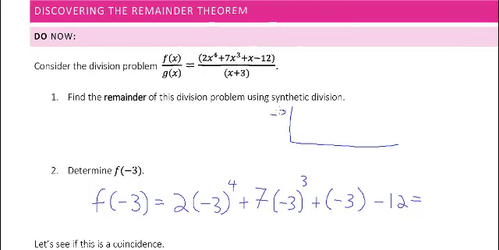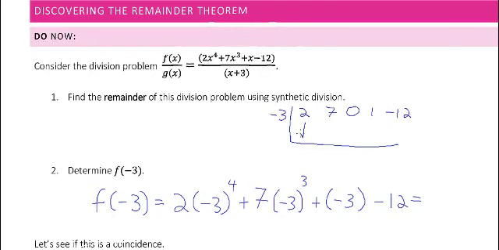So I'll take the opposite sign of the 0 of the denominator. Let's see if we need any placeholders here. We got to the fourth power, to the third, to the second power, we're going to need a placeholder in here. To the first power and a constant. So we're going to put 2, 7, then the placeholder 0, 1, and negative 12. So now let's perform the synthetic division.